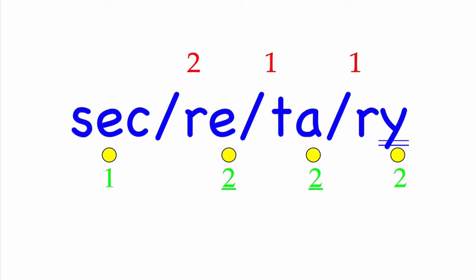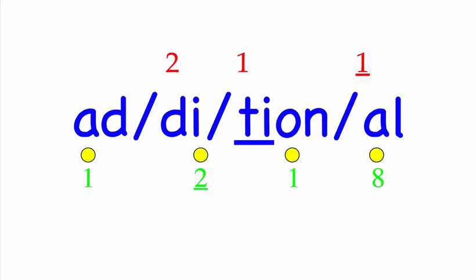Additional resources are required. Add, di, shan, all. Add, two sounds: a, d. Di, two sounds: d, i. Shan, three sounds: sh, a, n. All, two sounds: a, ol. Add, di, shan, all. Mark the word. Add, di, shan, all.